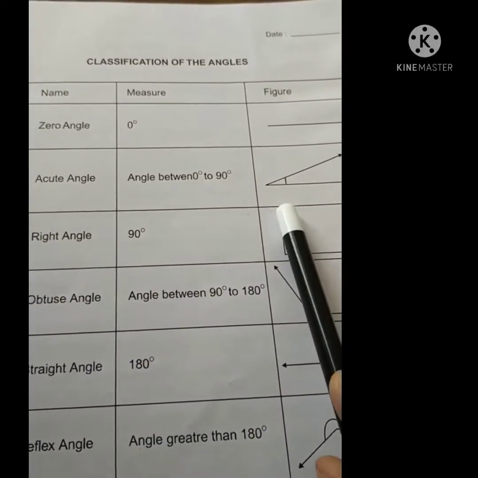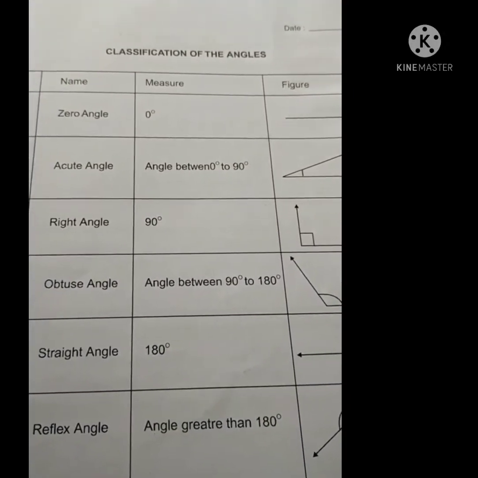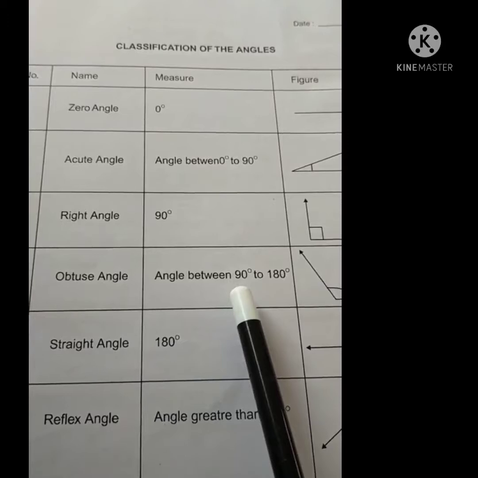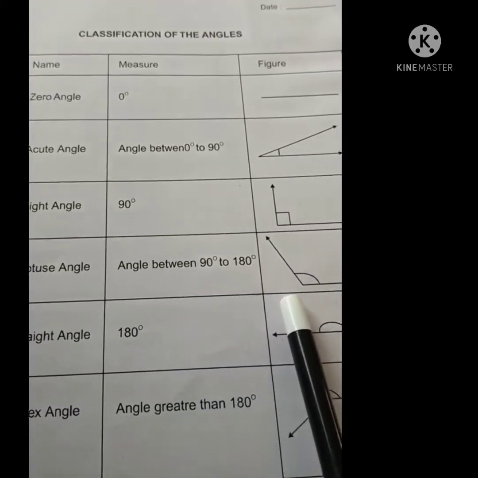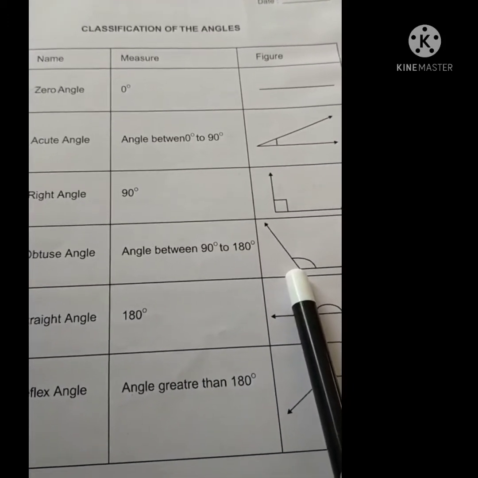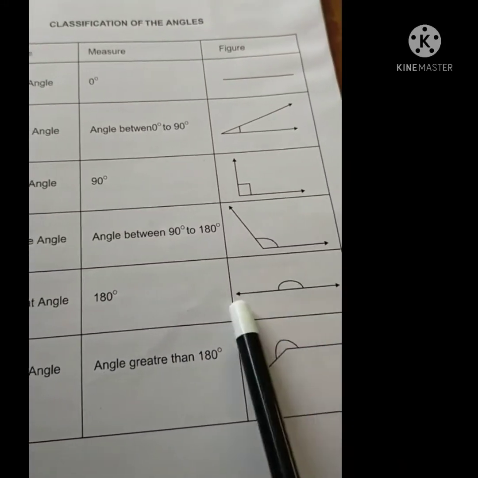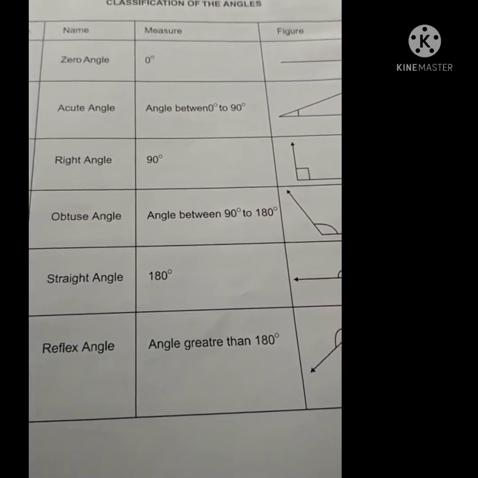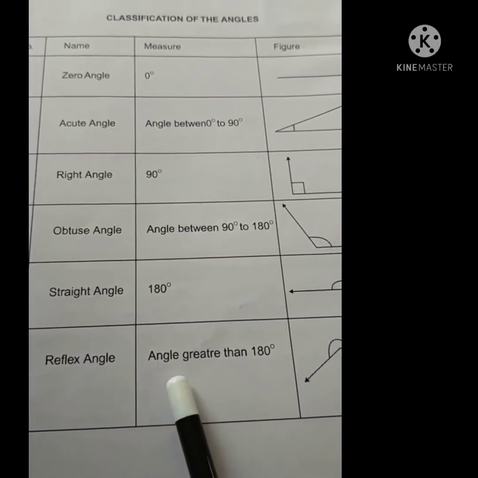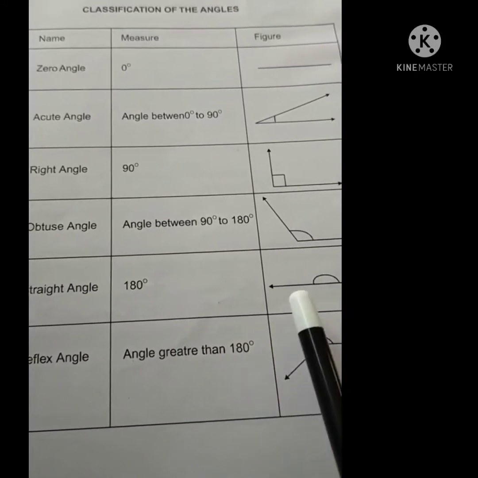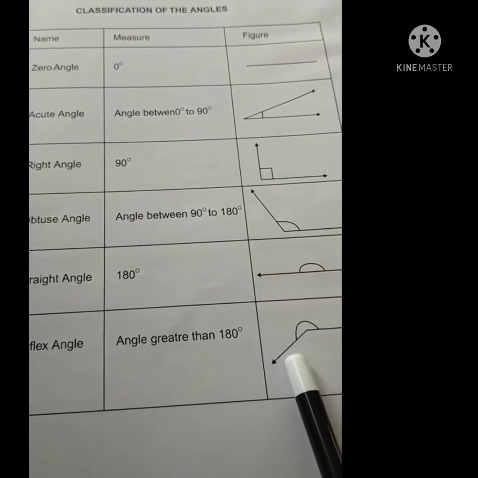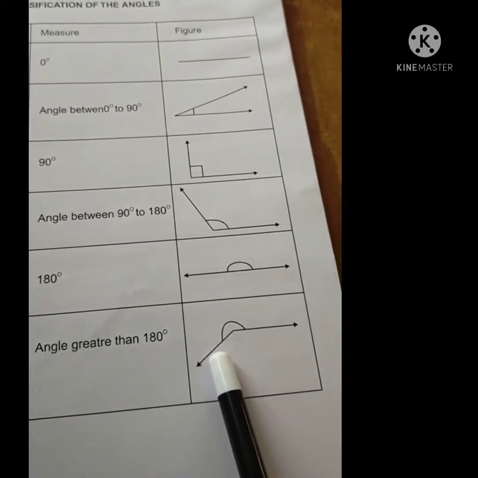Right angle is exactly 90 degree. An obtuse angle is more than 90 degree but less than 180 degree. Straight angle is 180 degree. So this is 180 degree. And reflex angle, an angle greater than 180 degree. So more than 180 degree, this is reflex angle.